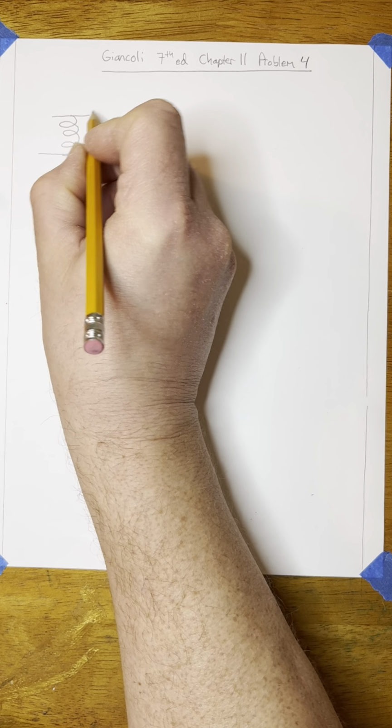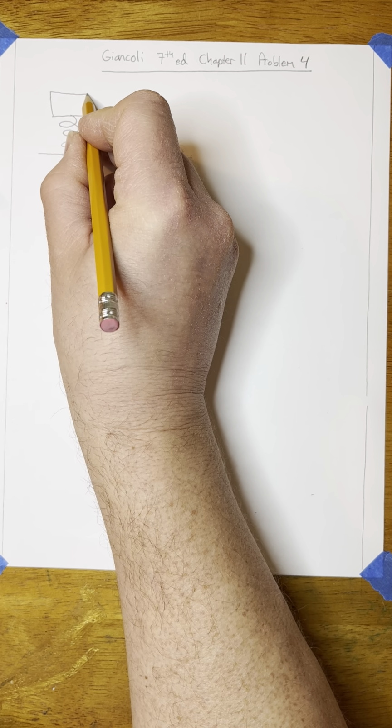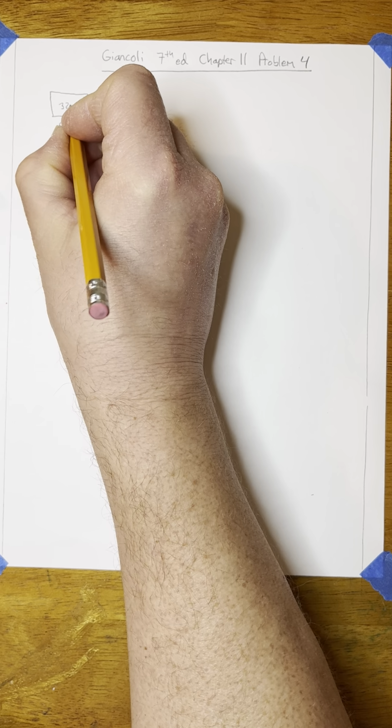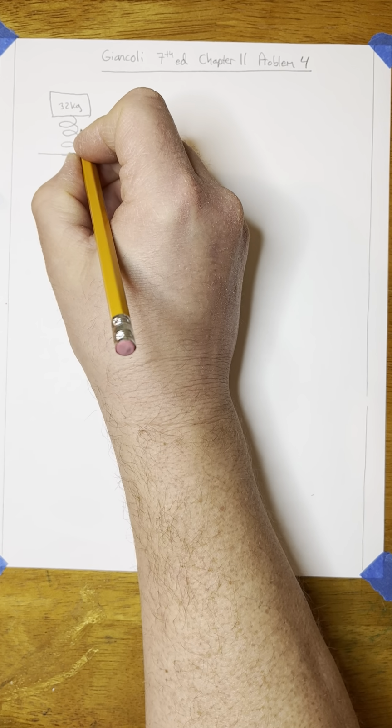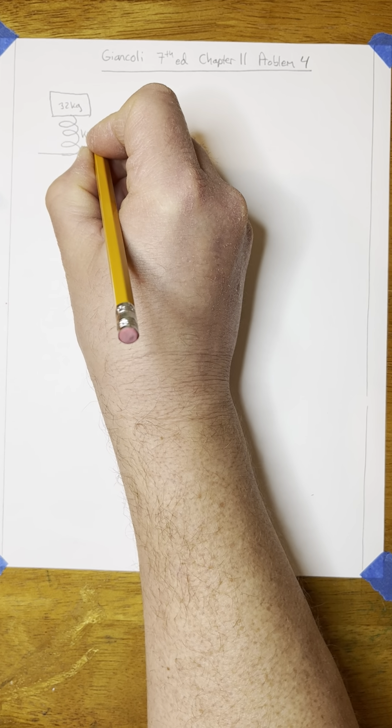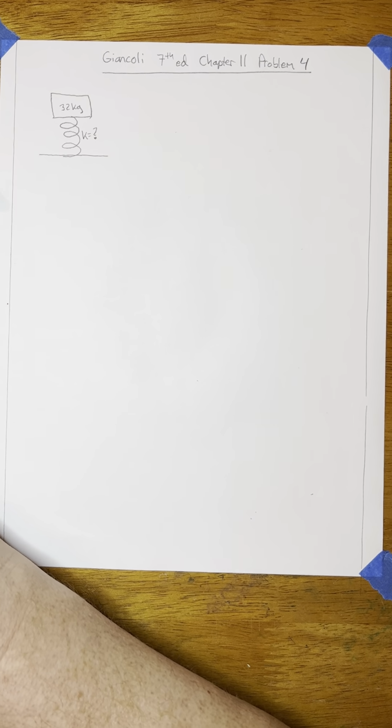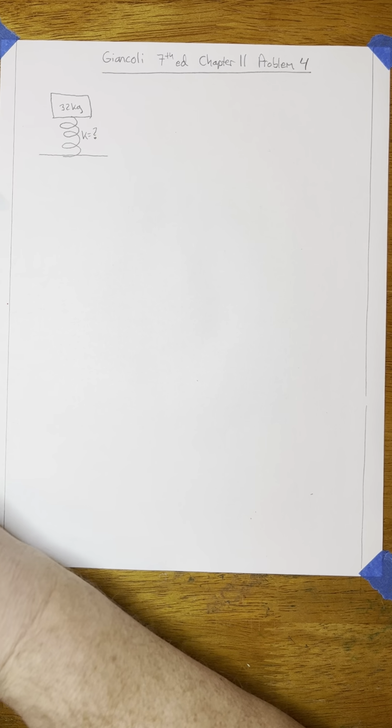So again, we're in a situation where we're going to model our person, our child, as the mass attached to the end of a spring. The pogo stick is just going to be our spring. So you can imagine that our system can be modeled as a mass of 32 kilograms on a spring with a spring constant that is unknown. We don't know the spring constant, so that's what we're going to be solving for.